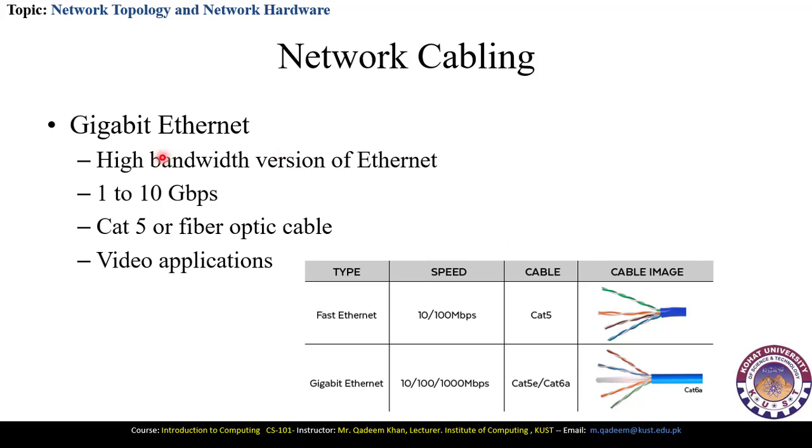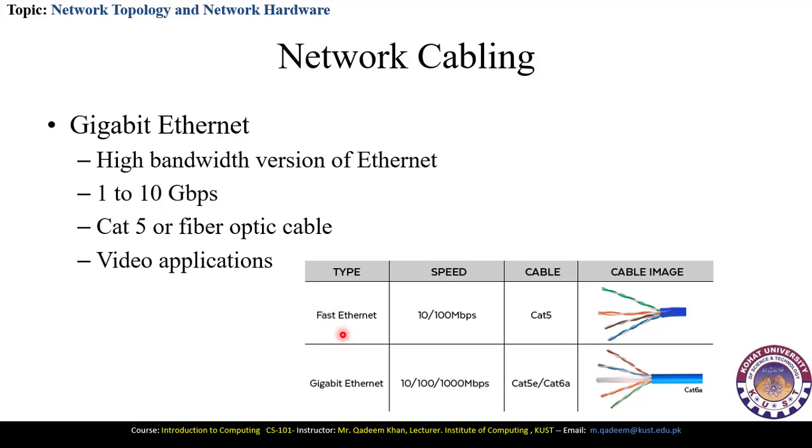Another example of the cable is the gigabit Ethernet cable. It is a high bandwidth version of the Ethernet, and it runs from 1 to 100 gigabits per second. That one is very fast, and a high amount of data can be transferred over the gigabit Ethernet cable. It has category 5 or fiber optic cable. Mostly the fiber optic is a very renowned cable. It is also used for video applications because video requires high bandwidth. So that's why we require gigabit Ethernet or fiber optic cables.